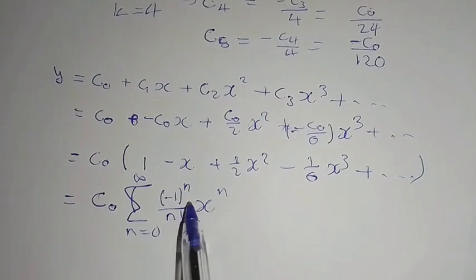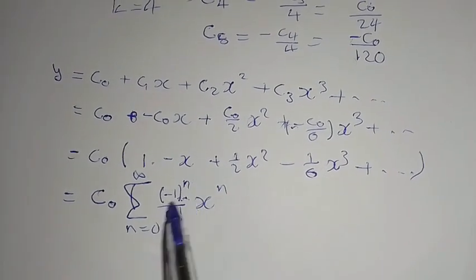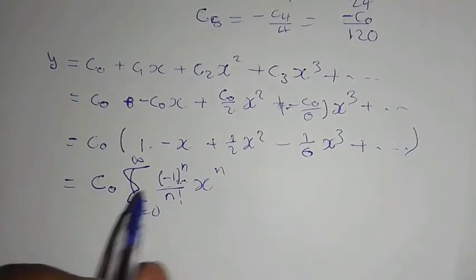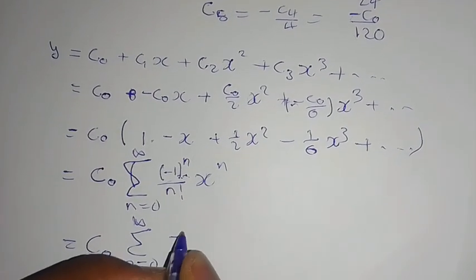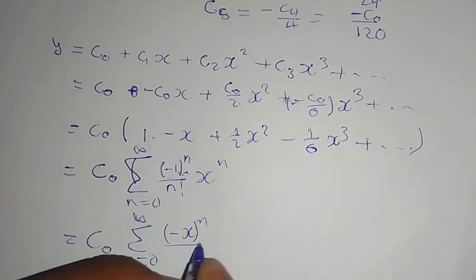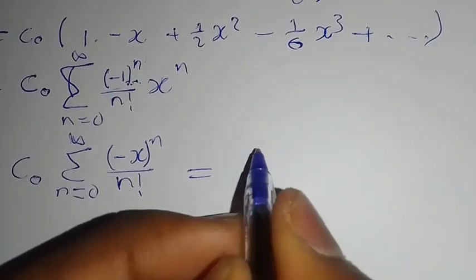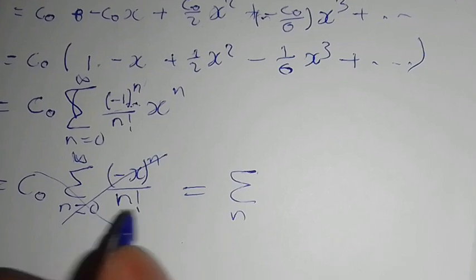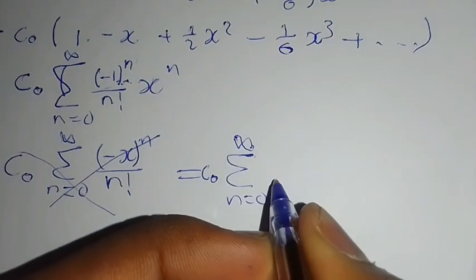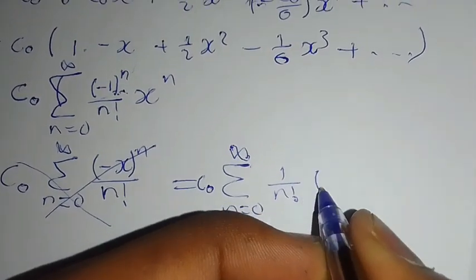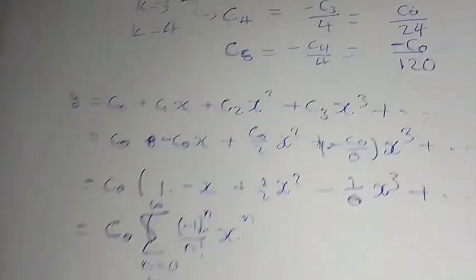Because if n is 0, you have 1, and everything just reduces to 1. If n equals 1, you have a negative 1 here, and you have an x there. So basically, this is just c0 multiplied by the summation starting at 0 to infinity of minus x to the n over n factorial. In fact, let's write it like this instead. c0 multiplied by the summation starting at 0 to infinity of 1 over n factorial multiplied by minus x to the n. And if you look here, we did something similar to that.